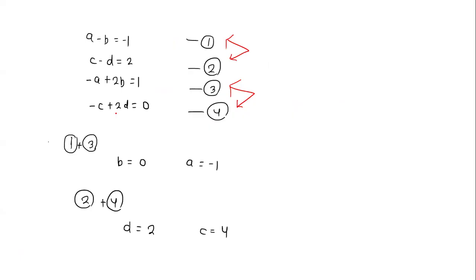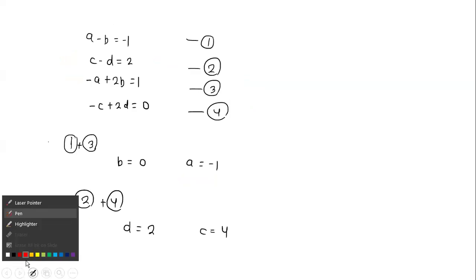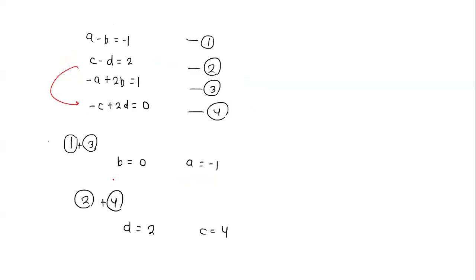Now you can find out the value of A, B, C and D. So let's say this is equation 1, this is 2, this is 3, this is 4. If you combine 1 and 3 you will get B is equal to 0. And if you replace B is equal to 0 here, you will get A is equal to minus 1. Now you can combine C and D, and you will get D is equal to 2. And if you replace D is equal to 2 here, you will get C is equal to 4. So now we have A, B, C, D values.